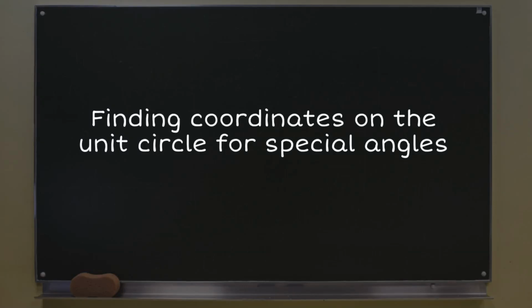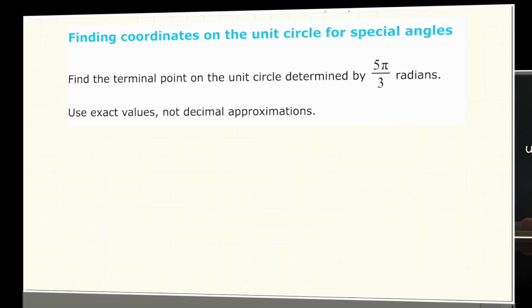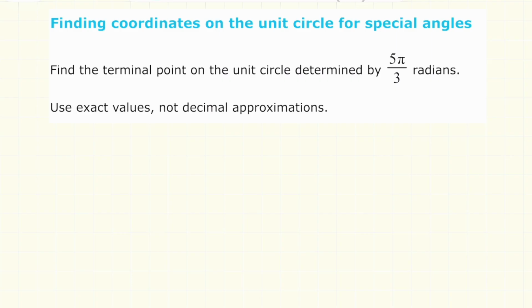In this video, I'll be helping you with the ALEKS problem type called finding coordinates on the unit circle for special angles. In this example, we're asked to find the terminal point on the unit circle determined by 5 pi over 3 radians and to use exact values, not decimal approximations.